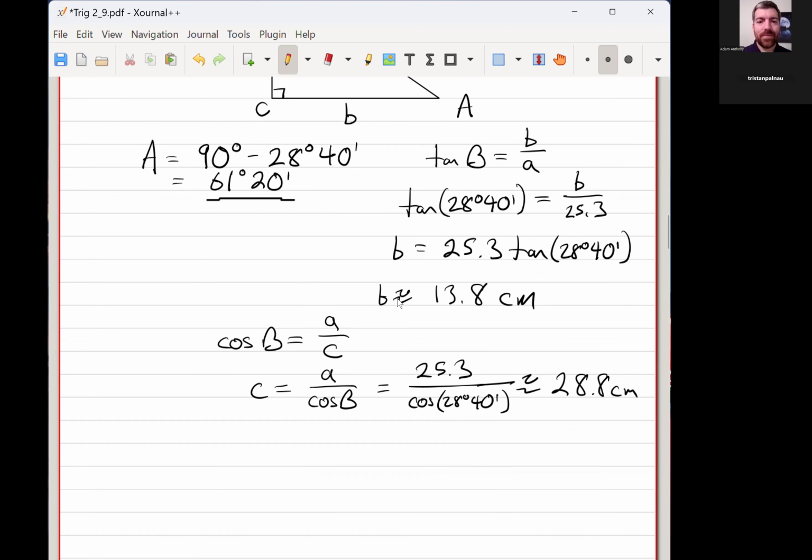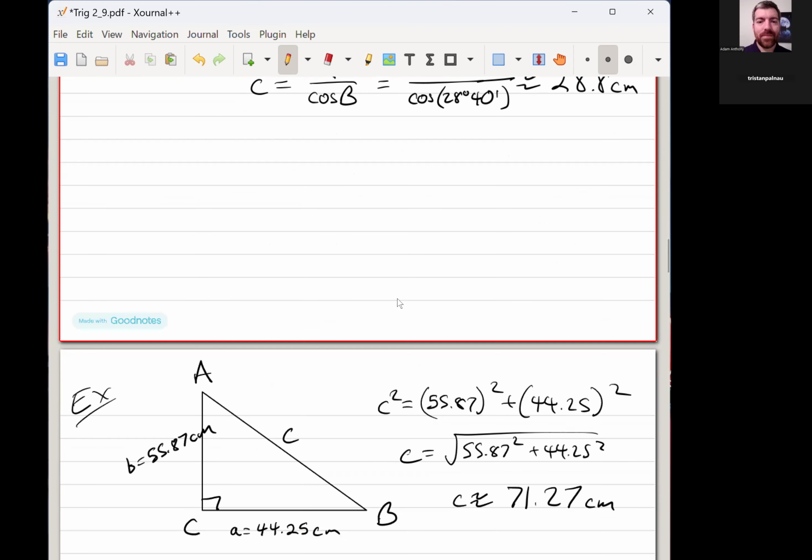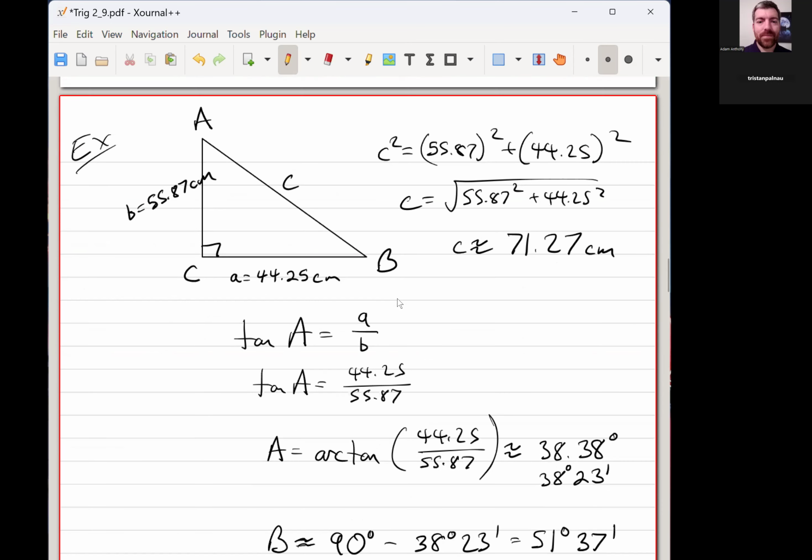Okay. If not given any angles, how do we handle that? We've got a triangle here. Side B is 55.87 centimeters. Side A is 44.25 centimeters. And we're asked to find the remaining side, the hypotenuse, and then both of the angles. All right, we can find C pretty easy because if we're given the legs, we can find the hypotenuse just with the Pythagorean theorem.